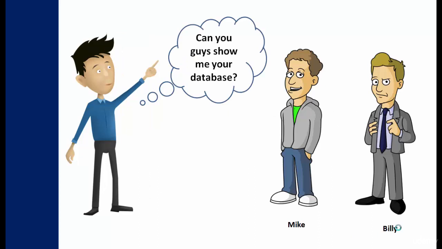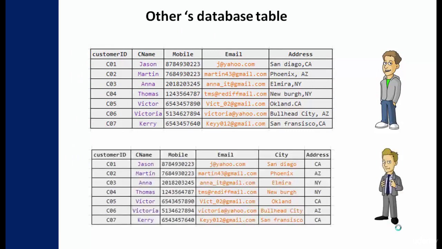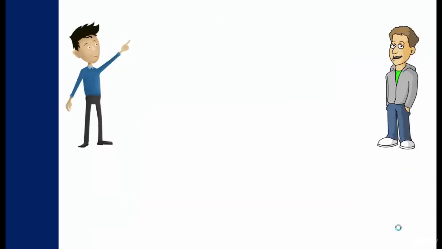To see how other sellers are doing, Jeff met two booksellers, Mike and Billy, who were also using a database to maintain their data. Jeff asked for their table structure. So if you see Mike's customer table, he has kept city and state in the same column, address. And on the other hand, if you see Billy's table, he has created a new column for city. This is the exact situation which Jeff wanted to understand and see how other people are doing it.